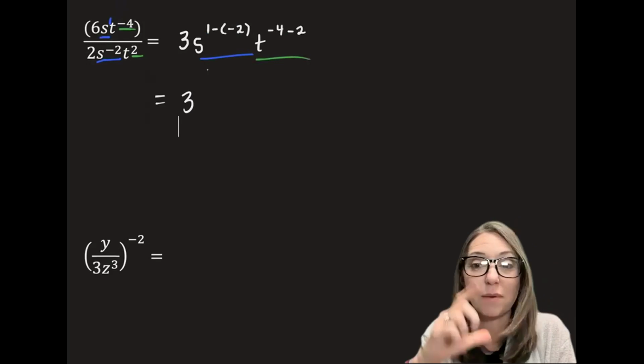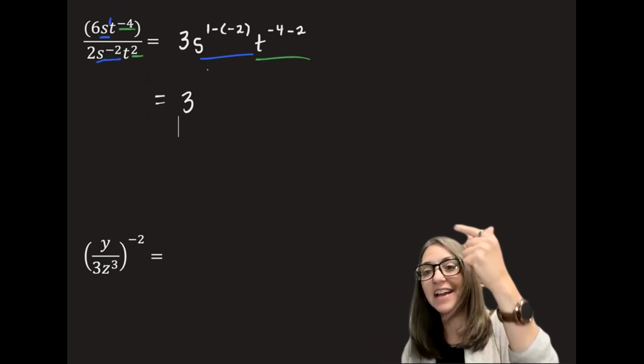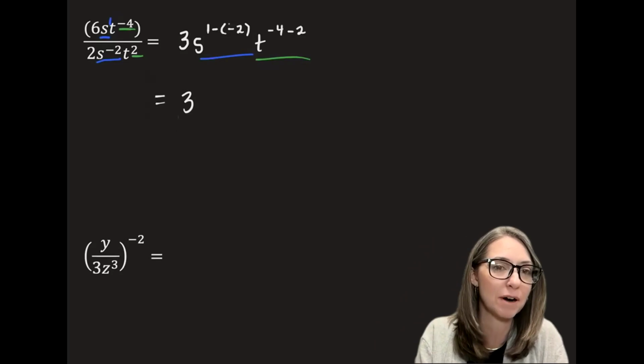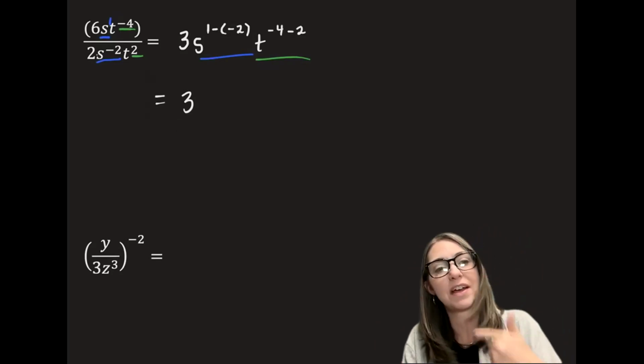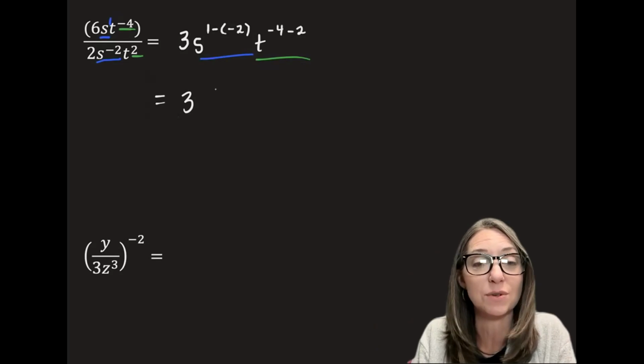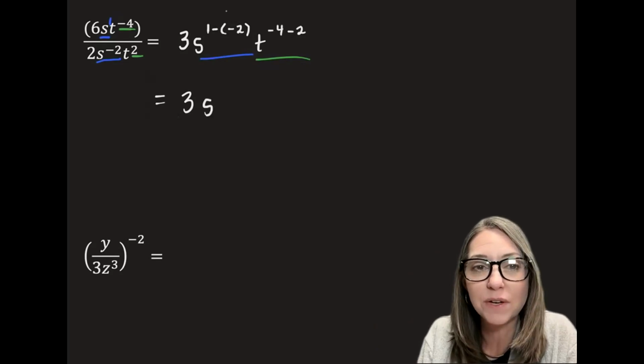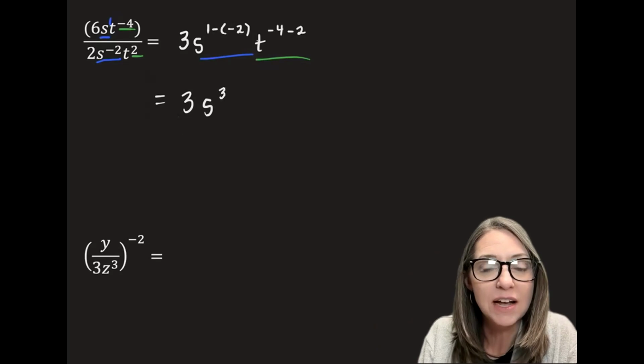So I just went ahead and straight up combined the numbers, combined the s's, combined the t's, rather than trying to move the negative exponent to the bottom from the t to the minus 4 and the negative exponent from the s to the top, because that's just an extra unnecessary step. Doing it this way saves you a step. So 3 times s to the power of 1 minus negative 2 is 1 plus 2, which is 3. Now, t to the negative 4 minus 2, that is t to the minus 6.